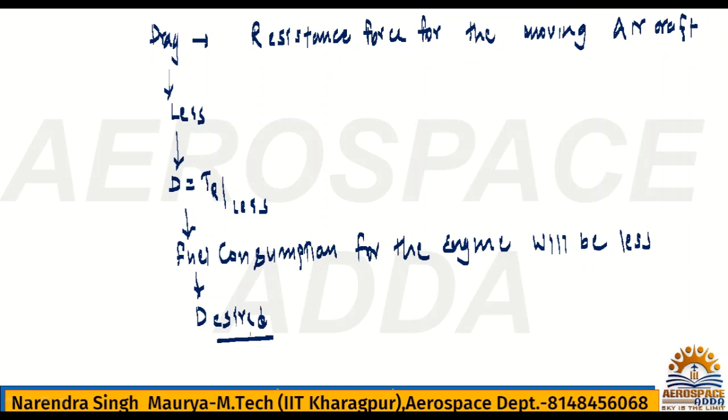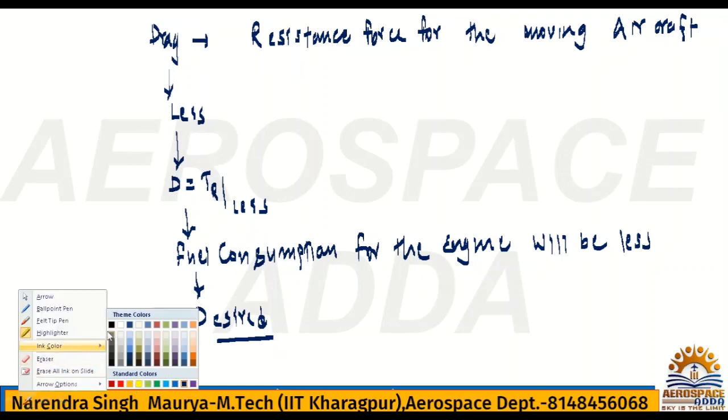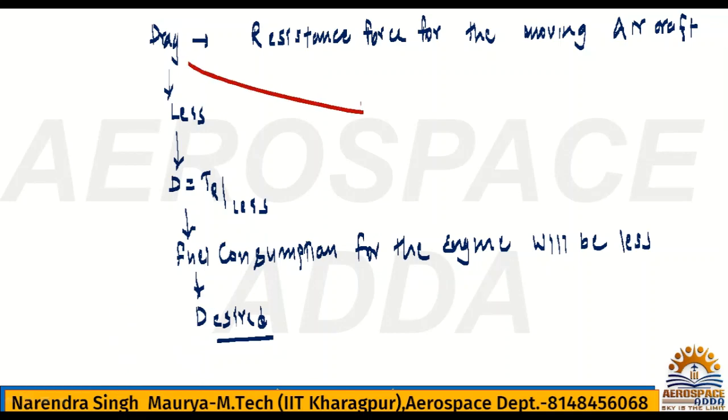Okay, what is the desired thing? That fuel consumption will be less. You want that. So for that reason, you will always talk about the minimum drag condition. If the pilot knows the minimum drag condition for the aircraft, he or she will try to fly the aircraft at minimum drag condition, and when minimum drag condition is there, then fuel consumption will be minimum. It will give the economical benefits, which is the desired thing.